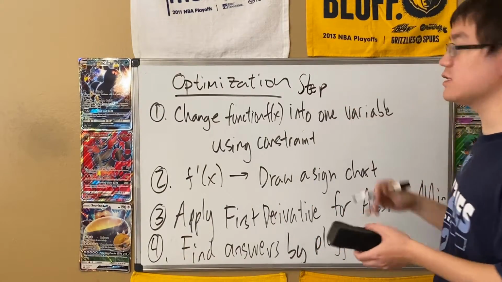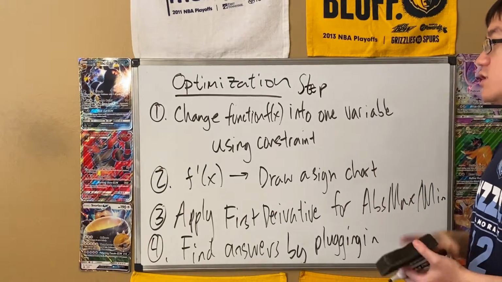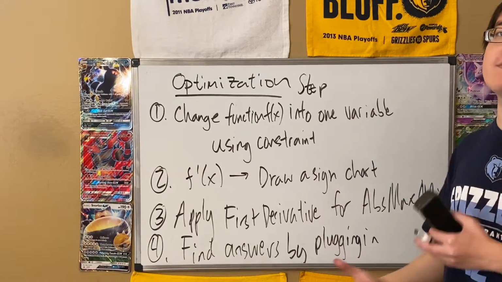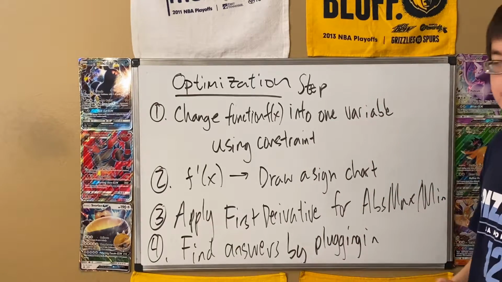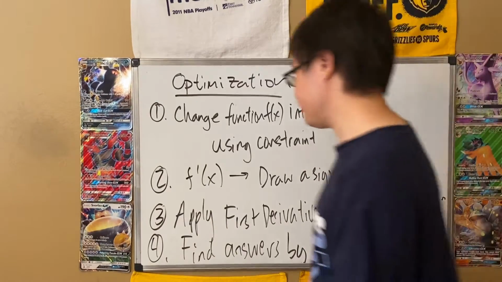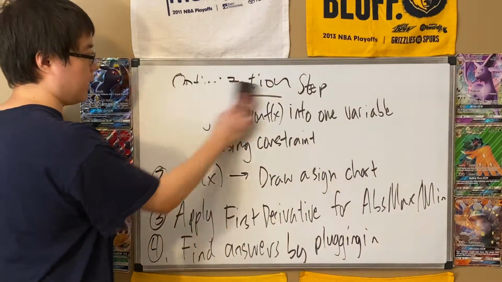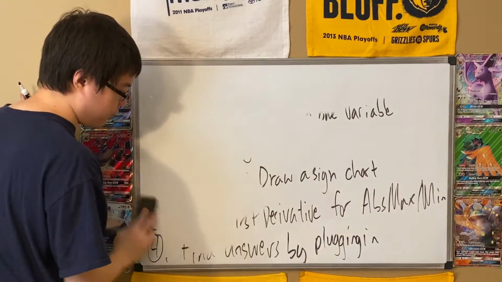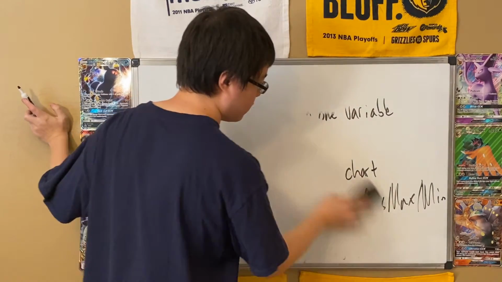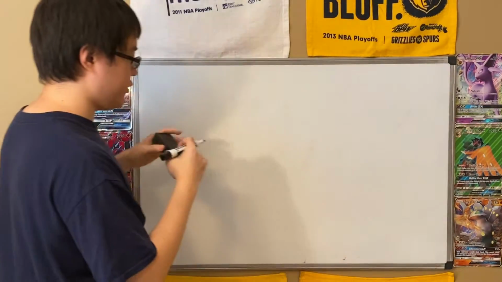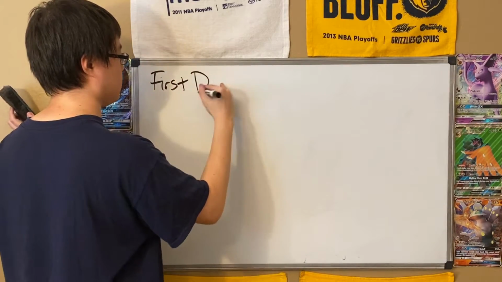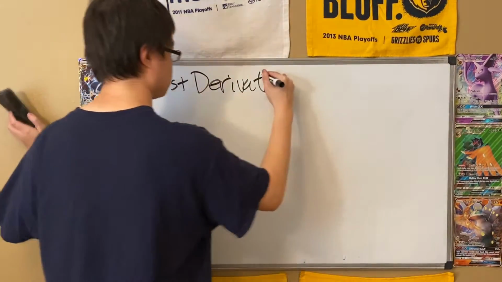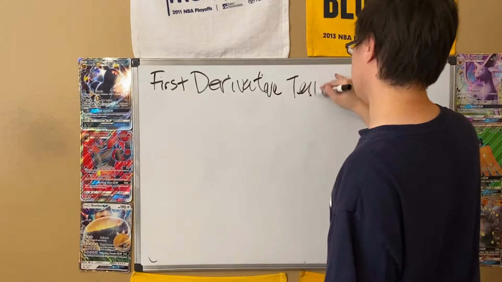But again, this is a two-lesson sort of video. So I want to talk about the alternative way to do absolute max or min after this. So take this, absorb it, and then let me erase this. Again, we're going to talk about one thing before we do some questions. The next thing I'm going to talk about is the alternative way, or the first derivative test for absolute extrema.